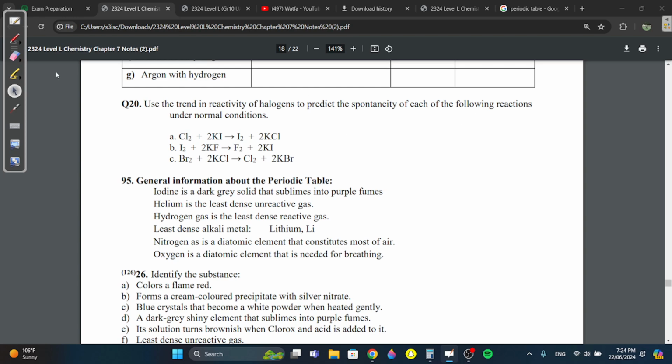Use the trend in reactivity to predict spontaneity, so you know if it's spontaneous or not. Chlorine and iodine: which one's more reactive? Chlorine should be more reactive than iodine. Let's see, F Cl Br I At. Chlorine more than iodine, yes. So spontaneous. Is iodine more reactive than fluorine? No. Okay, pay attention.